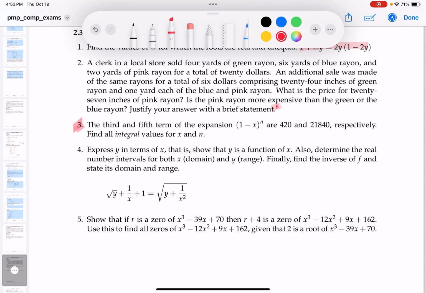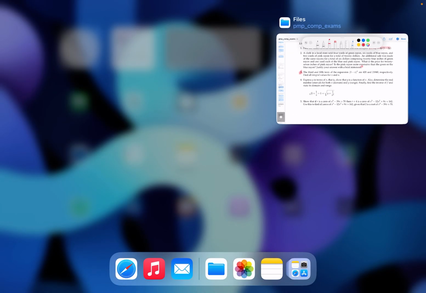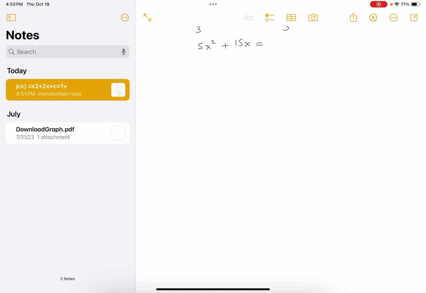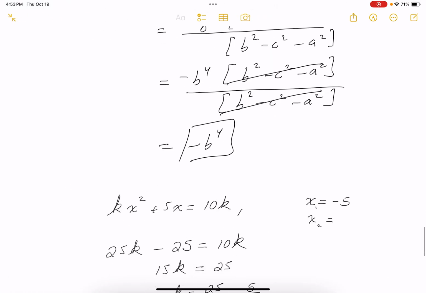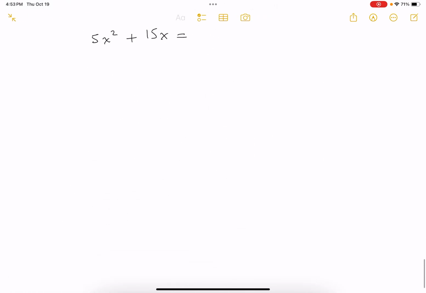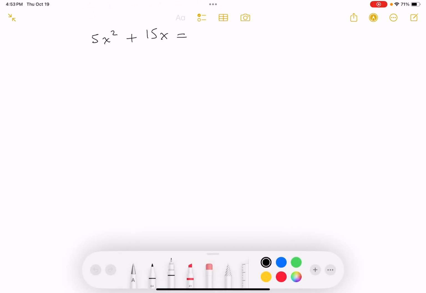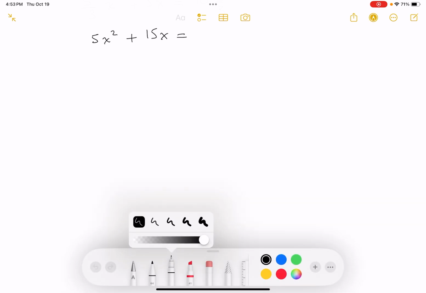Okay, the third and fifth term of the expansion, that's critical. They said the terms are 420 and 21,840 respectively. So I'm going to try to understand what I've just read and go to the whiteboard to do it. Let me see if I can handle that. I'm going to write the expansion down now.